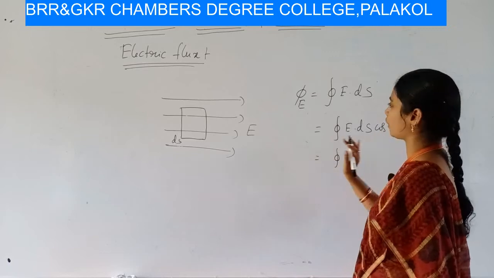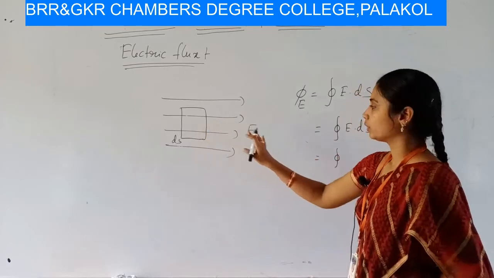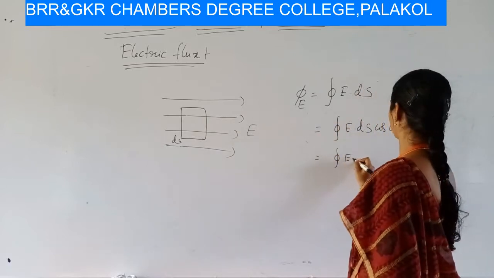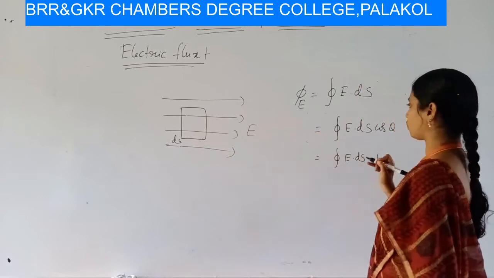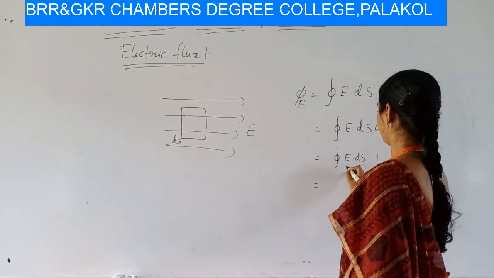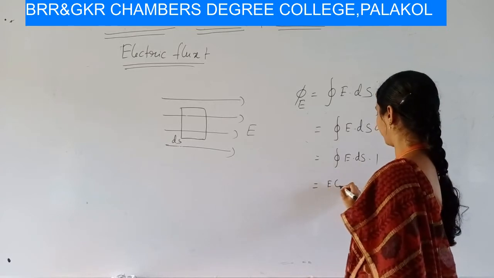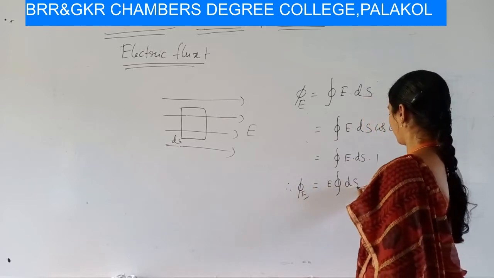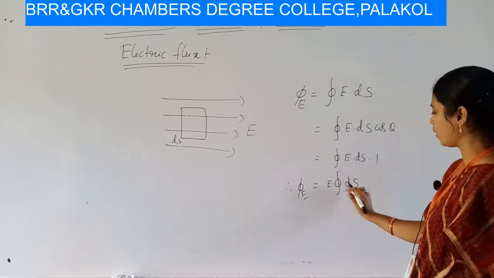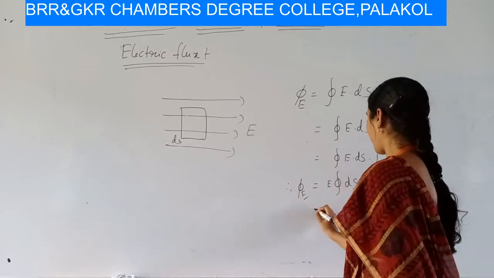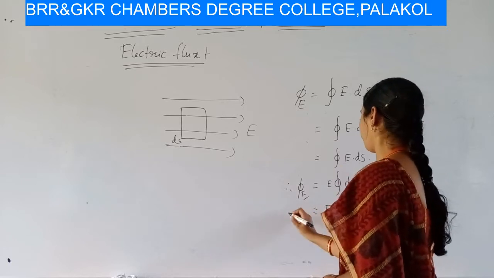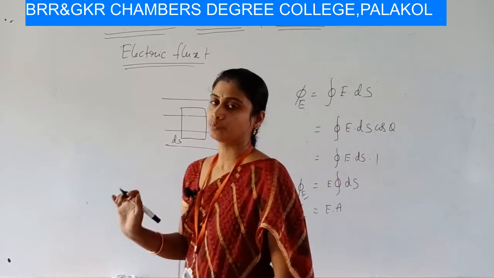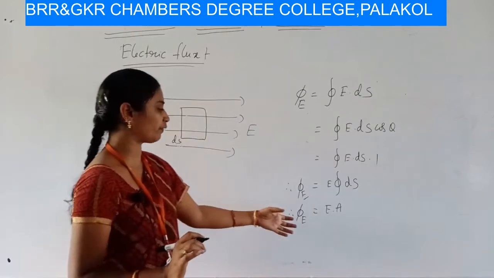Here the electric lines of force are normal to this unit area. Then the angle between these two is nothing but 0, so cos theta is 1. Here E is constant, so we can write it before the integration. Therefore phi is equivalent to E closed integral ds. This closed integral ds is considered as the area of this surface. Then we can write this value as E dot A. Therefore phi E is equivalent to nothing but EA. The total electric flux through this area is phi equal to E dot A.